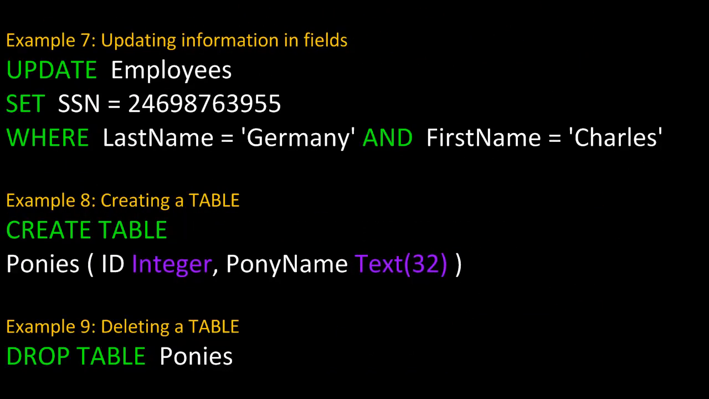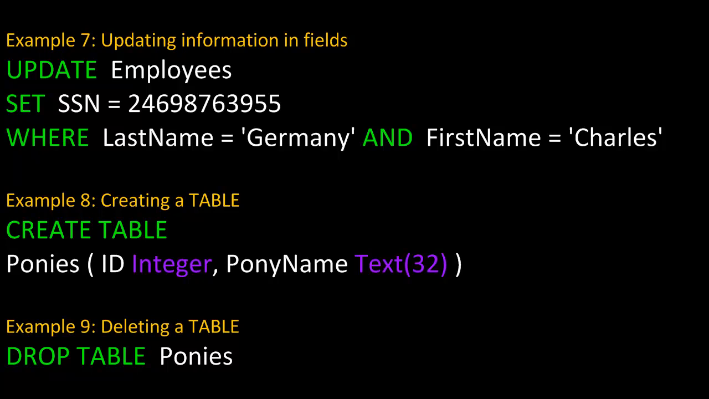Here are a few more examples. In example 7, we're updating information in fields. So we're going to update the table employees, and we're going to set the field SSN to have the value 24698763955, whatever value it may have had previously, where last name is Germany and first name is Charles. In this case, both have to be true because we're using logical AND.